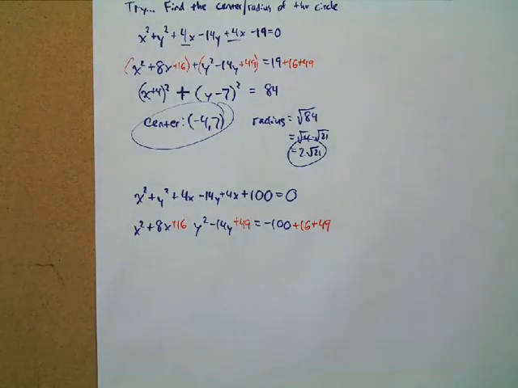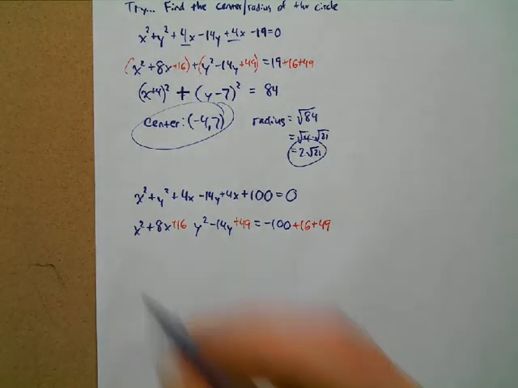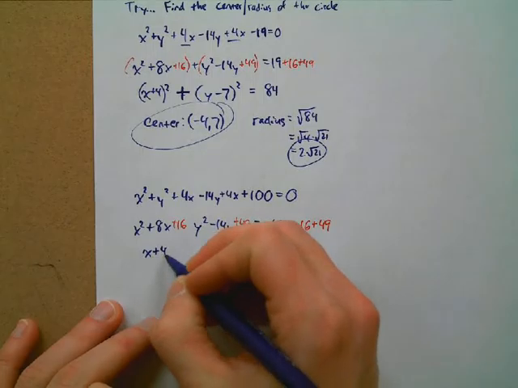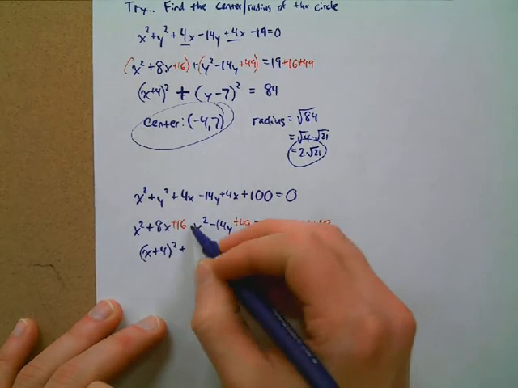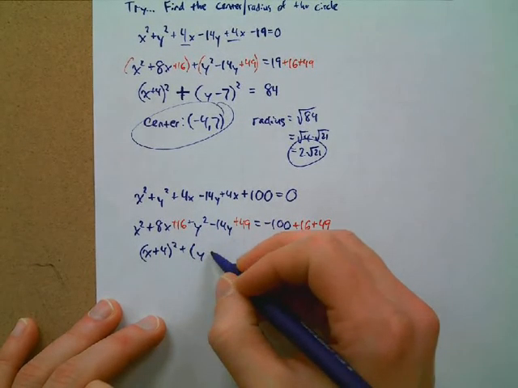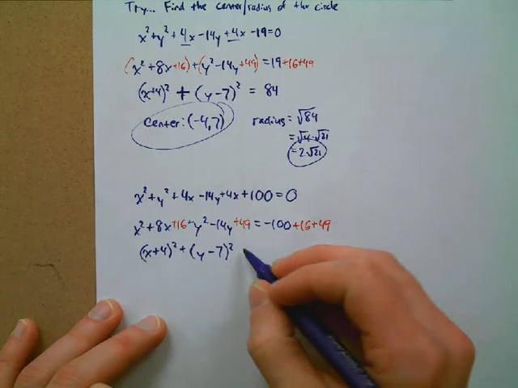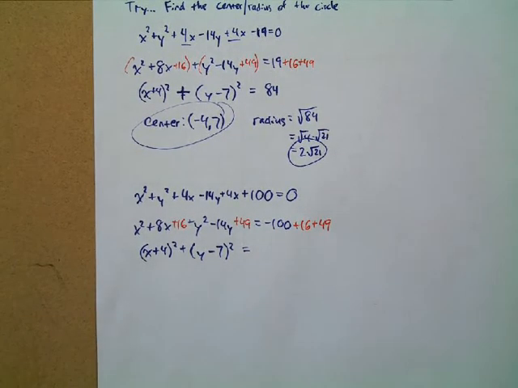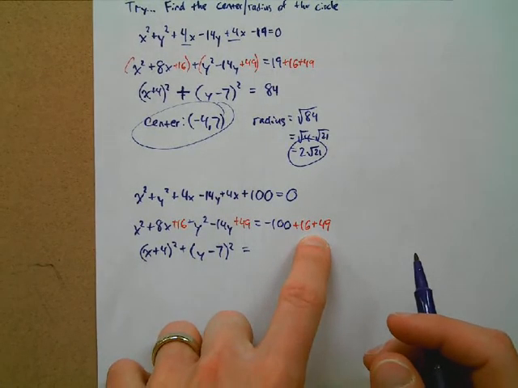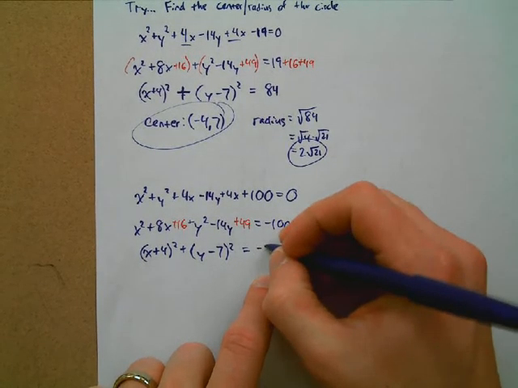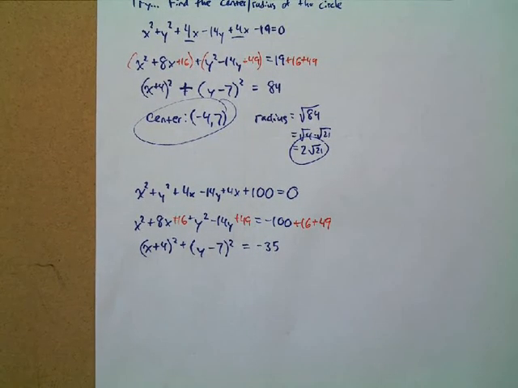And so now what can we say about this circle? So the center, we can say the center is negative 4, 7, and the radius is going to be what? Yeah, it's imaginary, right? The square root of negative 35. Well, again, for right now, we keep it real. So there's no circle, is what we're going to say here. There's no circle.